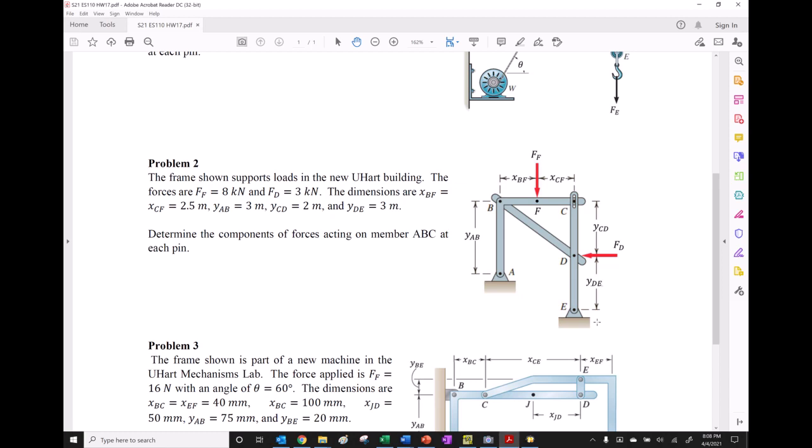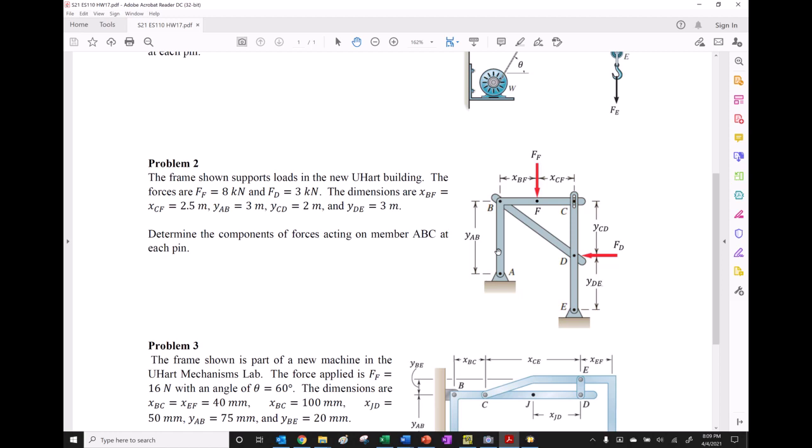Okay, so here's a video for problem 2 in homework number 17. I've kind of started a video already and it got messed up, so I'm going to narrate some of what I've already written down. All right, so this frame here has this piece ABC.